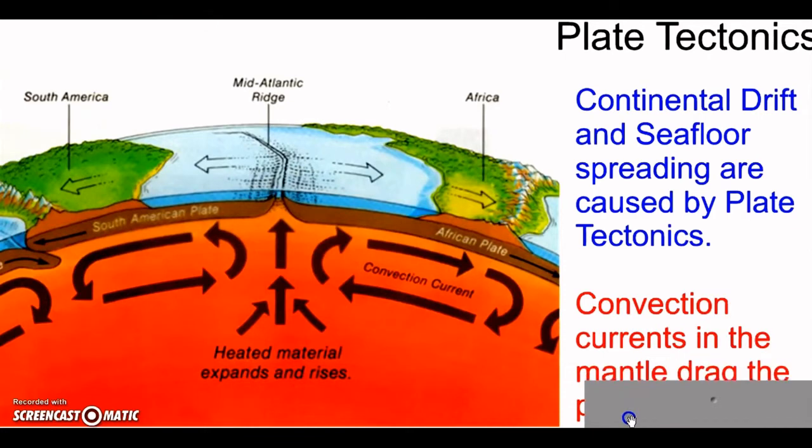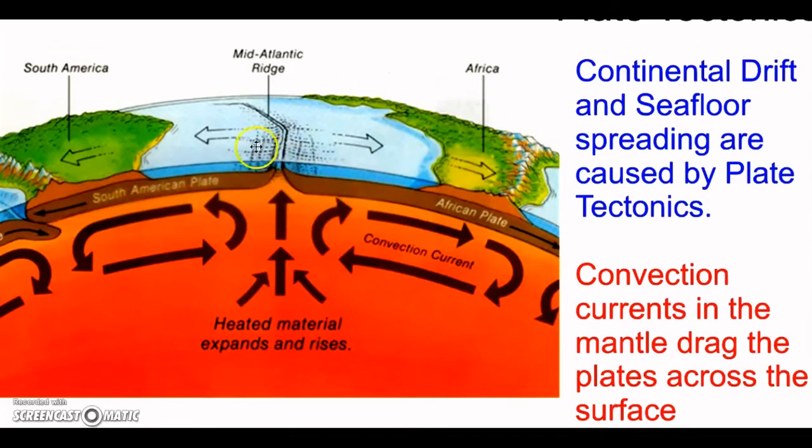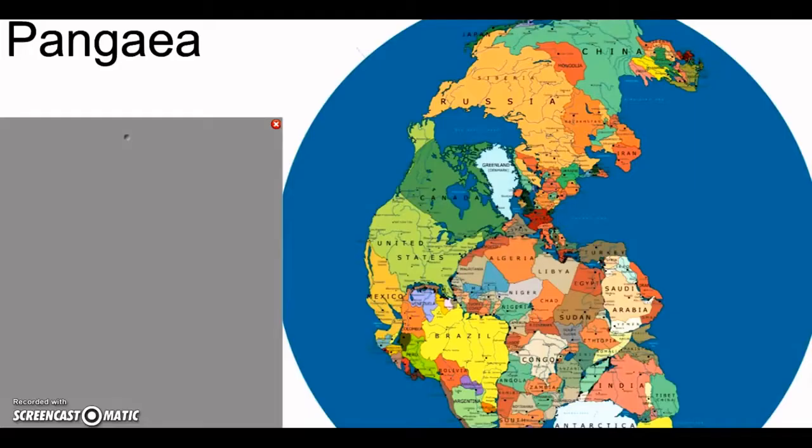But convection currents in the mantle are what drag the plates across the surface. So these convection currents that we saw yesterday are what are dragging these plates apart in this case. So if this African plate is moving this way, and this South American plate is moving this way, and they have matching fossils on each coastline, then it sure seems like at one point they were together. And that's the next page in the notes. This is called Pangea.